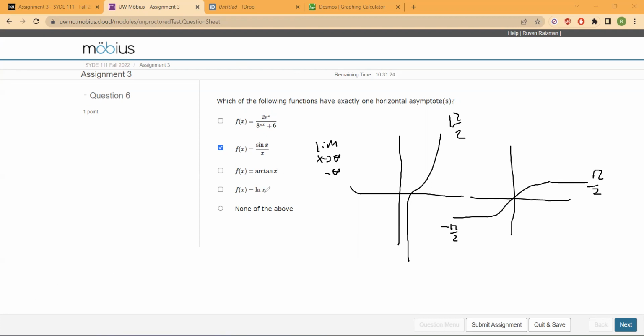Now ln of x does not have any horizontal asymptotes. So ln of x looks like this. There's a vertical asymptote at x equals 0, and then at infinity, it just keeps growing forever. And that's why there's no horizontal asymptotes there.